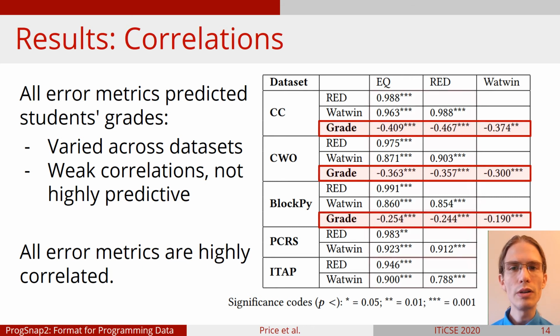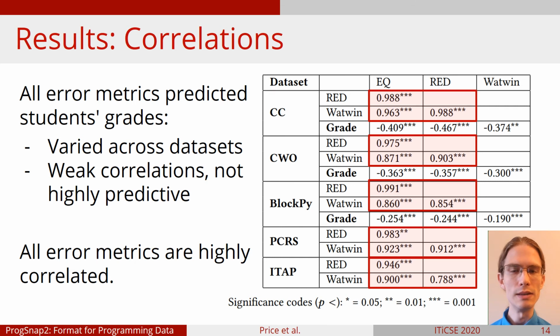Next, let's look at the correlation among the error metrics. What we see is that each error metric is highly correlated with each other error metric, which suggests that there are not strong or meaningful differences between these error metrics. This suggests that despite 10 years of research on the topic, error metrics have not changed much since their original conception.